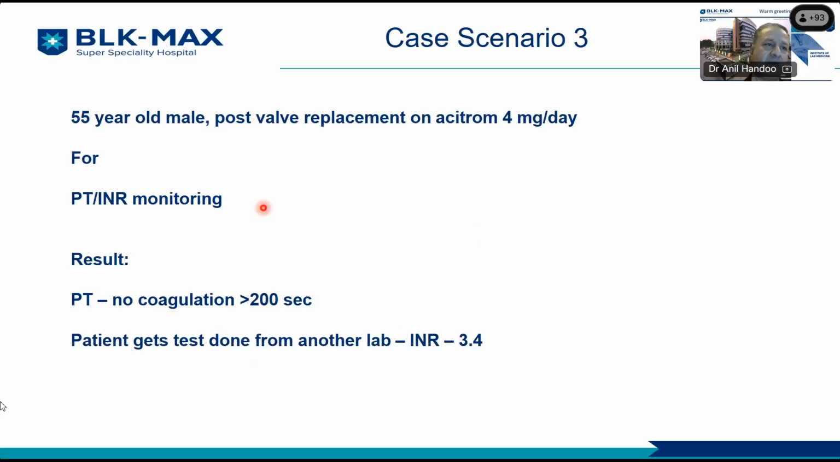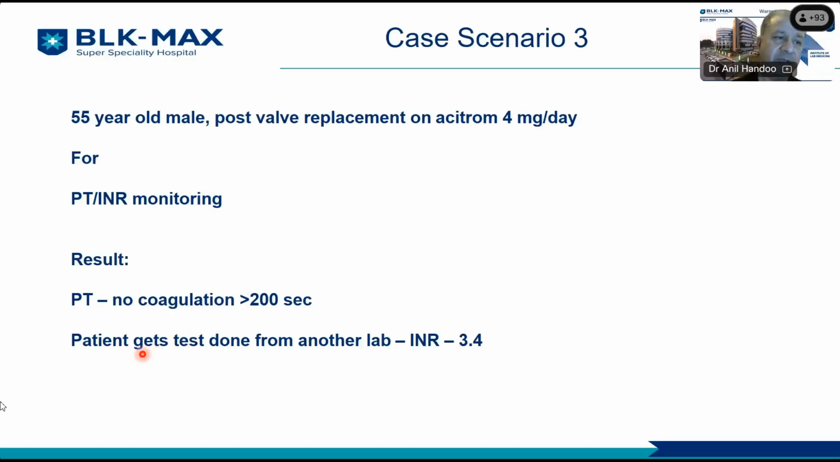The third case was another very interesting case which happened to me in one of my previous places of work. This was a 55-year-old male, an army veteran who was post-valve replacement, cardiac valve replacement, and was on acitrom 4 milligrams per day. And he came for just regular PT-INR monitoring. This hospital had just recently started, and we had set up our entire coagulation systems. And interestingly, when this patient came, he gave me a sample, and we got a PT which was non-coagulating. It was more than 200 seconds.